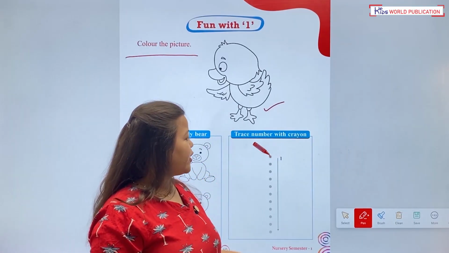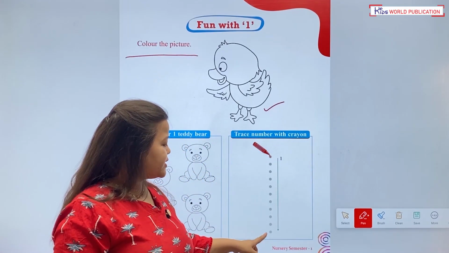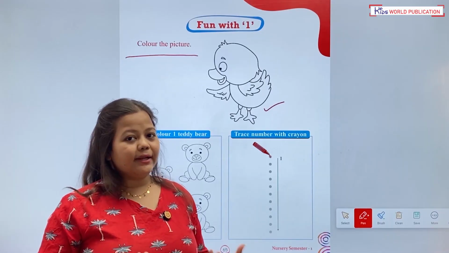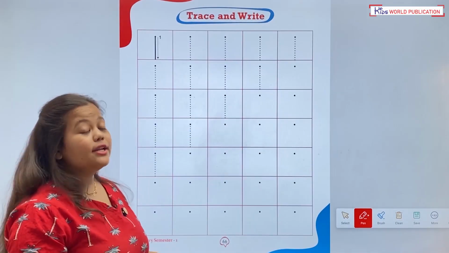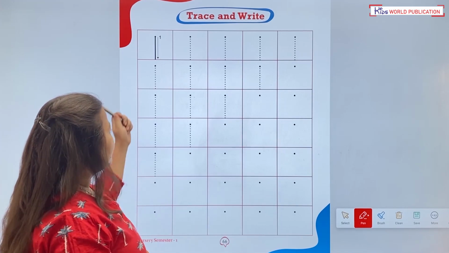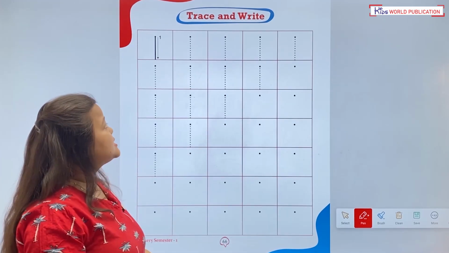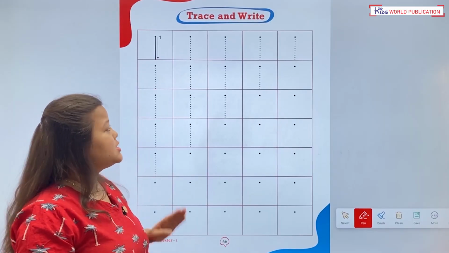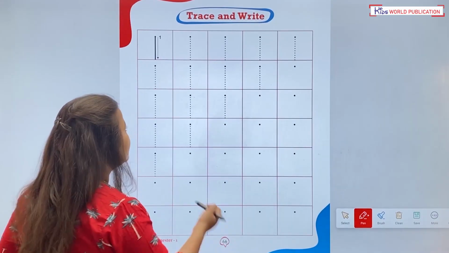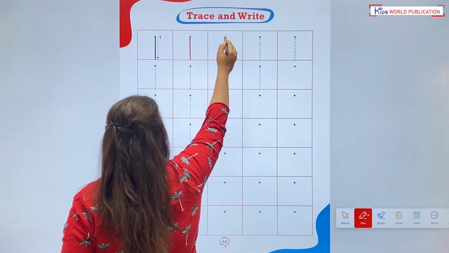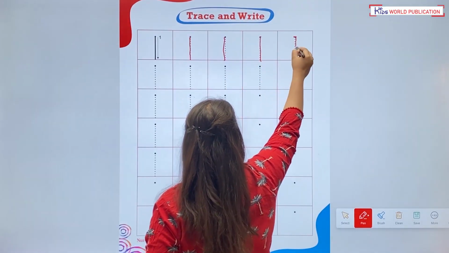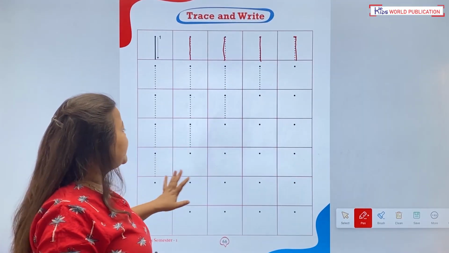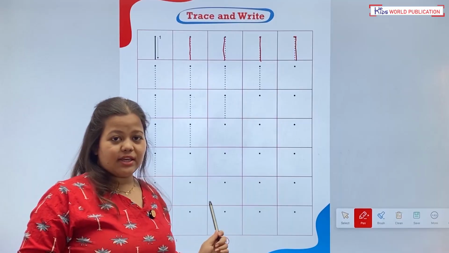Trace number with crayon. So kids, you will trace all the dots and complete the number 1. Trace and write. So kids, in the given picture, you can see the dots has been given. You will trace all the dots and complete the number 1 like this. So kids, like this you will complete all the number given in this page.